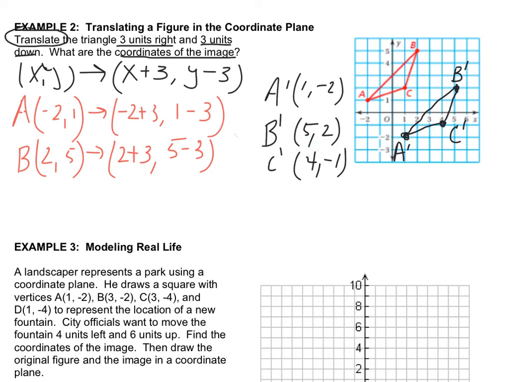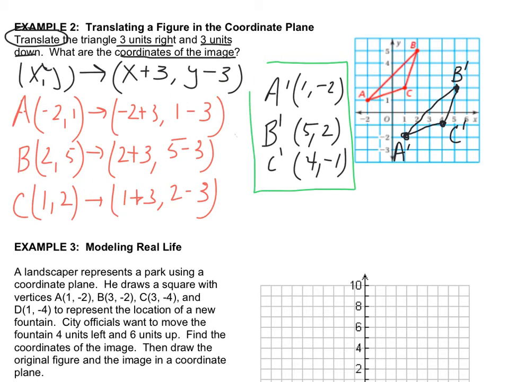And then lastly, C was sitting at 1, 2. So 1 plus 3 gives me my new x value, and 2 minus 3 gives me my new y value. 1 plus 3 is 4. 2 minus 3 is negative 1. Just kind of helps me confirm that we do have the right answer. The coordinates of our image, triangle A prime, B prime, C prime, are right there.